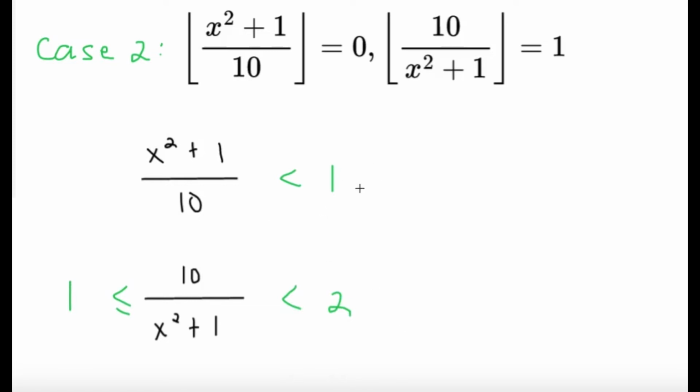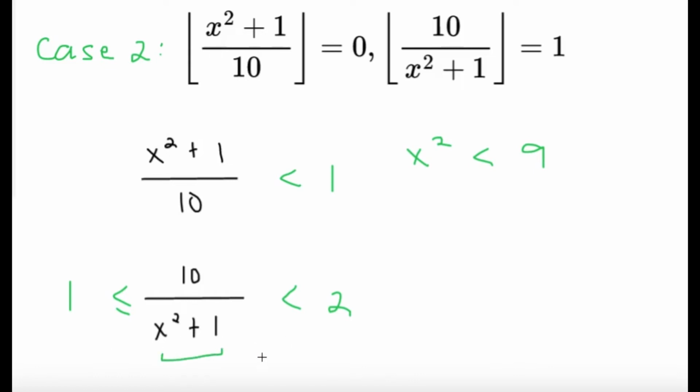Alright, so from the first one, I'll be getting the following. So again, with similar reasoning, I want the denominator of 10 here to be greater than the numerator. So x squared plus 1 is less than 10. So in effect, x squared is less than 9. So we're going to leave this like this for now. For this one, let's try to multiply both sides by x squared plus 1.